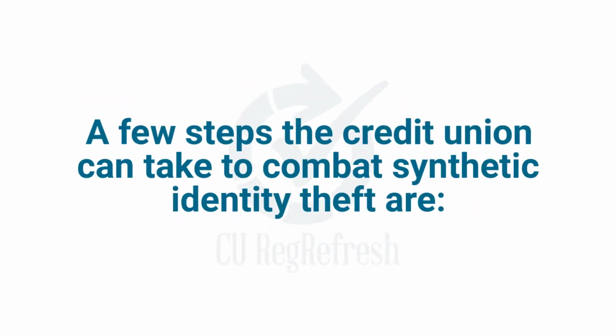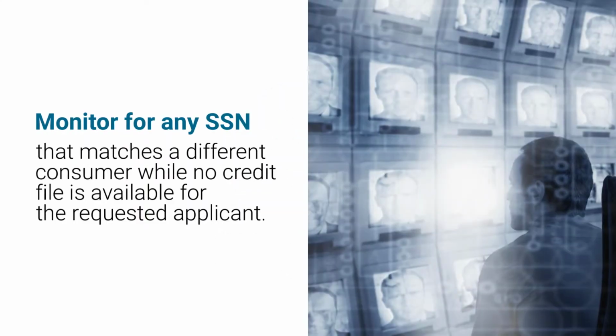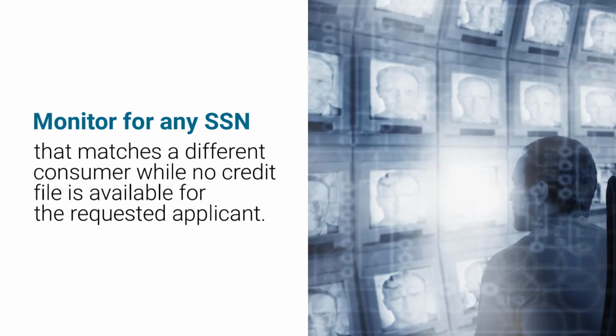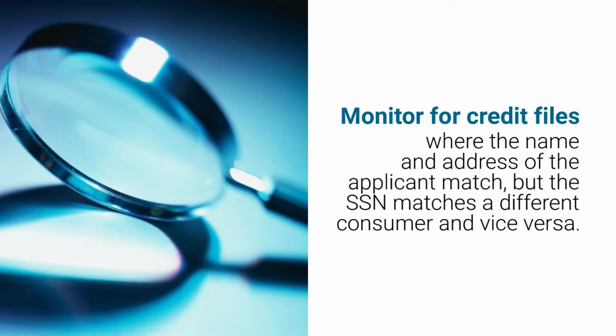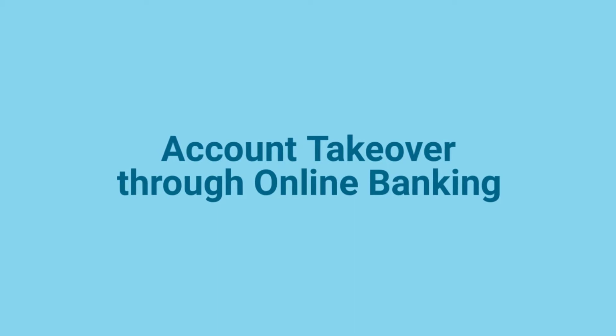This semblance of an identity allows the fraudsters to apply for credit and establish a convincing financial history over time. A few steps the credit union can take to combat synthetic identity theft are: monitor for any SSN that matches a different consumer while no credit file is available for the requested applicant. Monitor for credit files where the name and address of the applicant match, but the SSN matches a different consumer and vice versa.